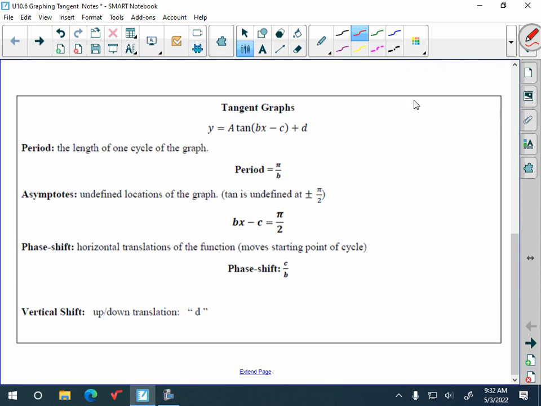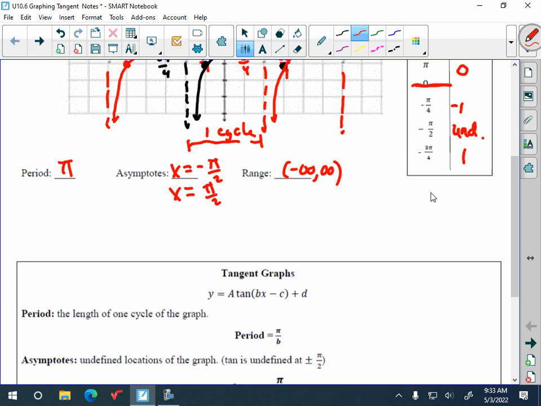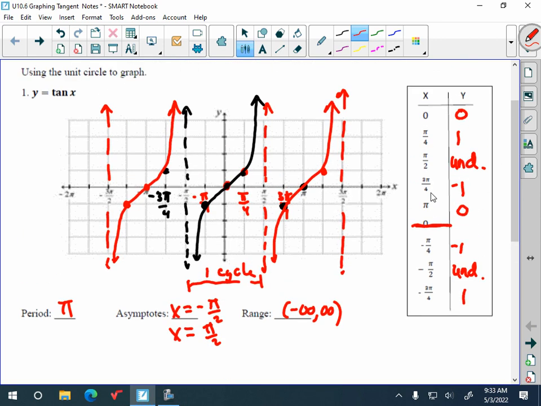All right, so some general things about the tangent graph. y equals a times tangent of (x minus c) plus d, just like the sine and cosine. One difference is the a value does not stand for amplitude. There is no amplitude on a tangent graph. And that's because amplitude, if you think of sine and cosine, is the distance between the midline and the highest point, or the distance between the midline and the lowest point, right?